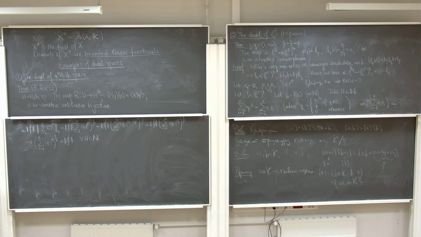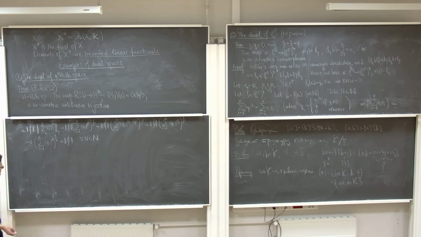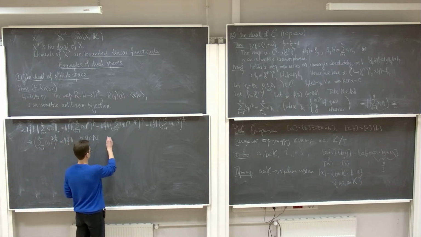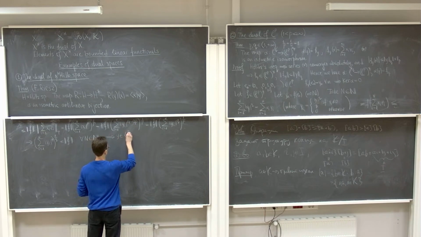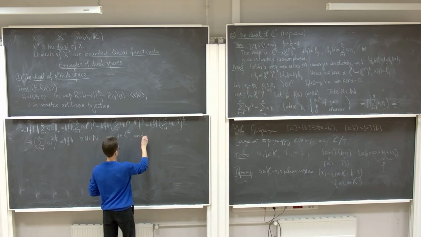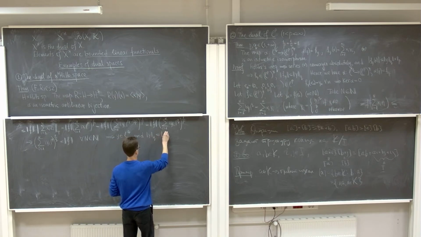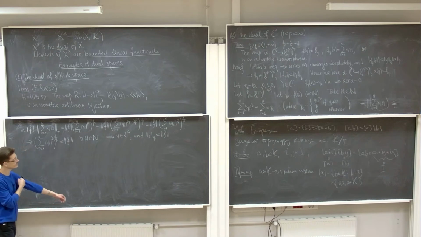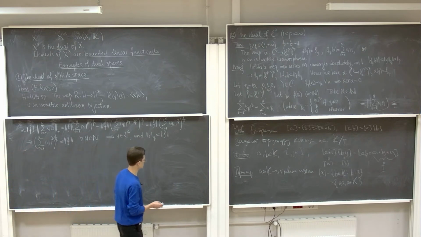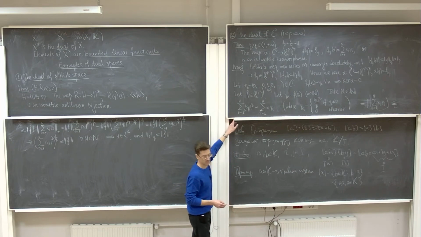So this estimate holds for each n, for each natural number n. And this implies that the respective series converges. So this implies that y belongs to LQ. And moreover, this implies that the LQ norm of y is less than or equal to the norm of f. Okay, so now it's very easy to show that f equals fy.